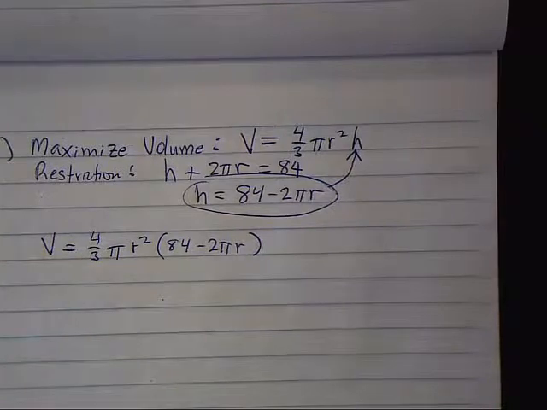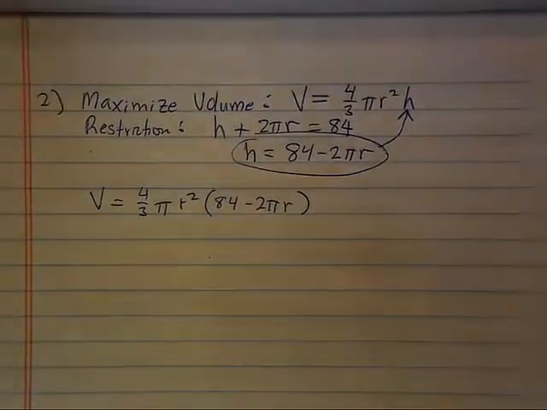All right, so now we've got our formula for volume. Now that we have our formula for volume, what do we need to do? Find the derivative. And then what do we need to do? Set it equal to 0 to find the critical numbers. Min, max, eventually.